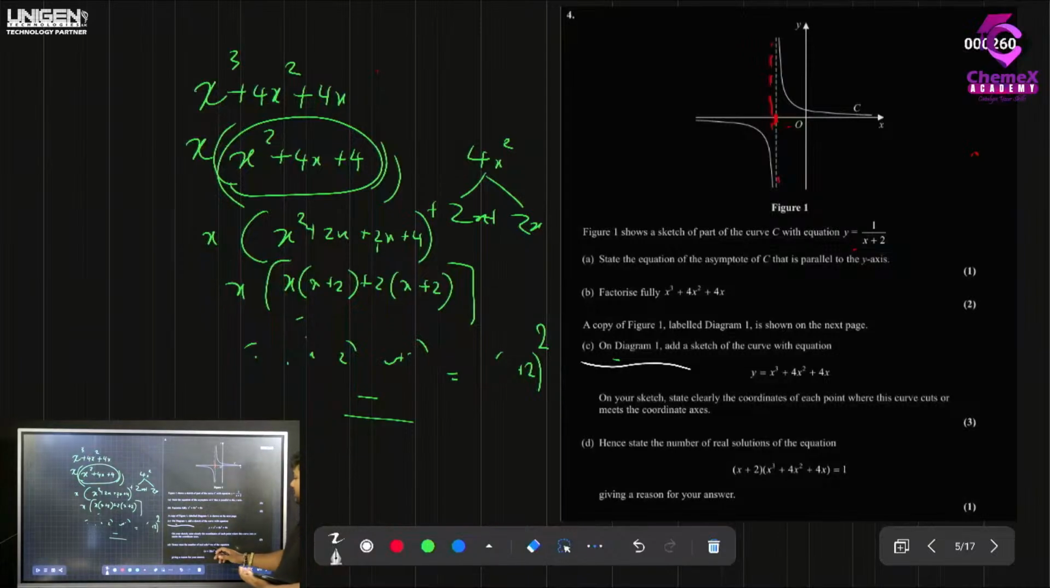So hence state the number of real solutions of this. Then let's go to the next question.